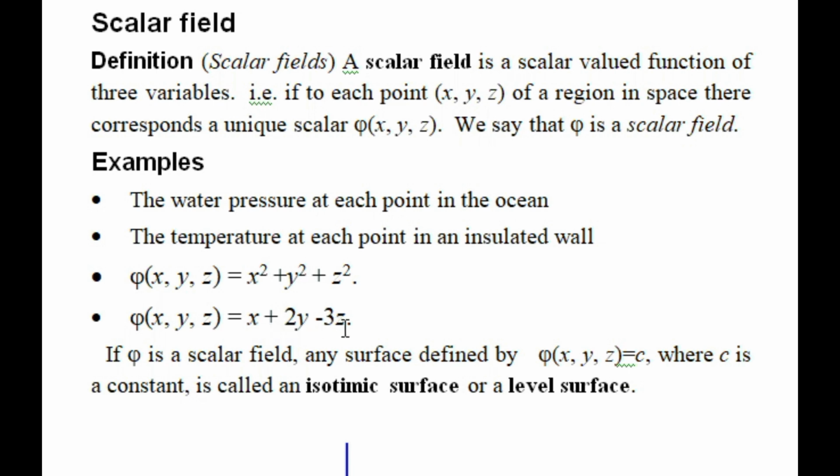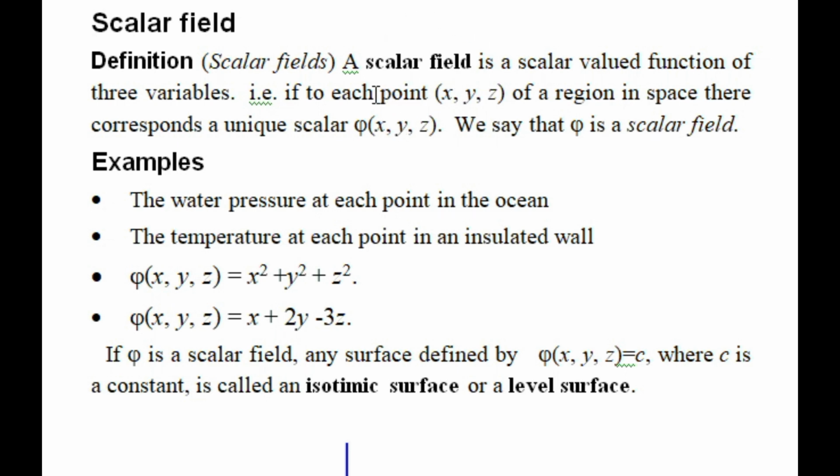Here x, y and z are real numbers. So their sum, scalar multiples, difference and so on ultimately give a real number. In other words, phi of xyz is equal to x plus 2y minus 3z gives a scalar corresponding to each triple xyz in the domain of the function phi. Such functions have a special name hereinafter, and that name is scalar field.